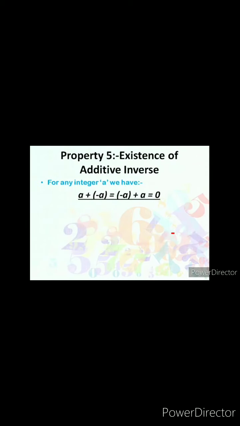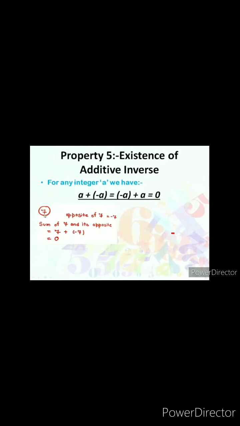So now we are there to define the fifth property, existence of additive inverse. For any integer a, we have a plus minus a, that is opposite of the integer. It gives you the answer as 0. Don't worry, again I have an example here.